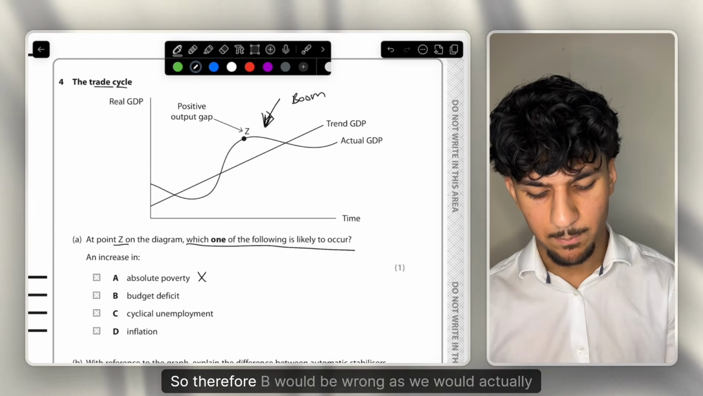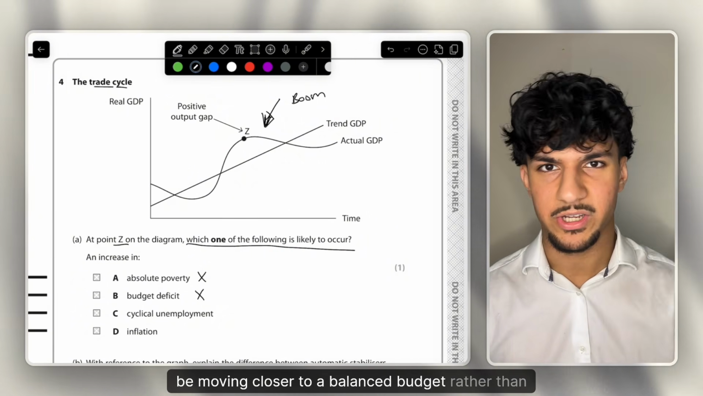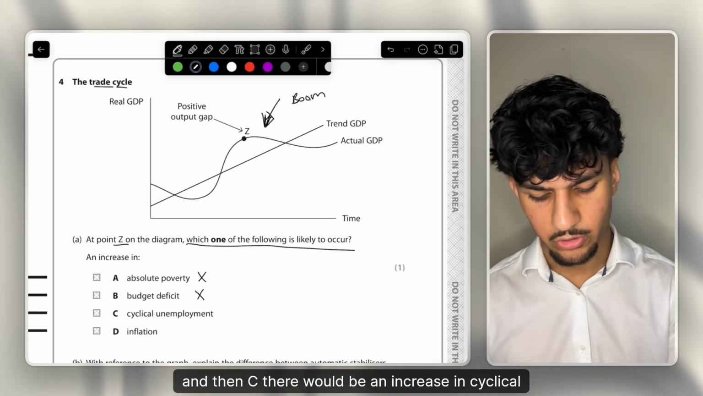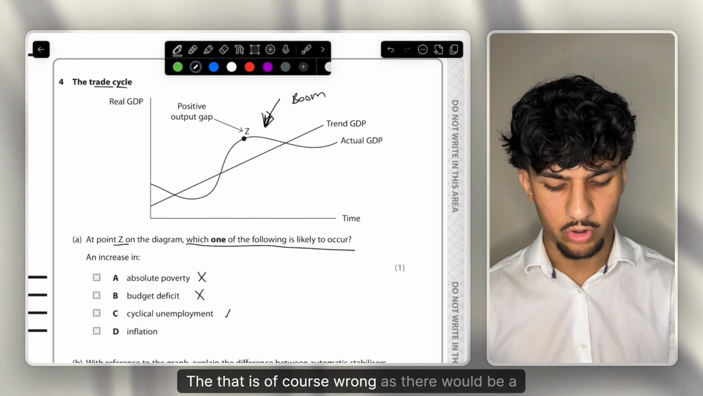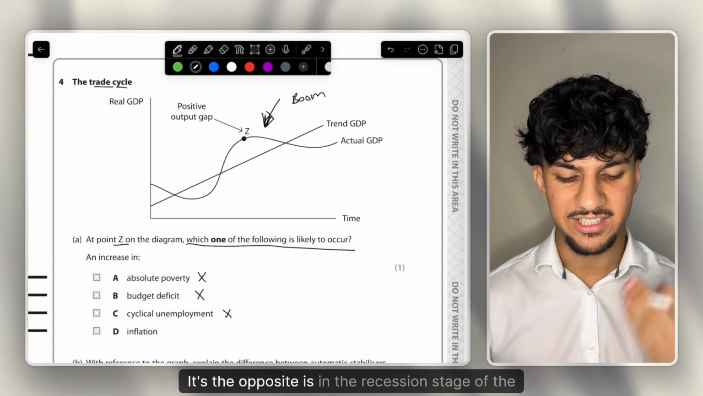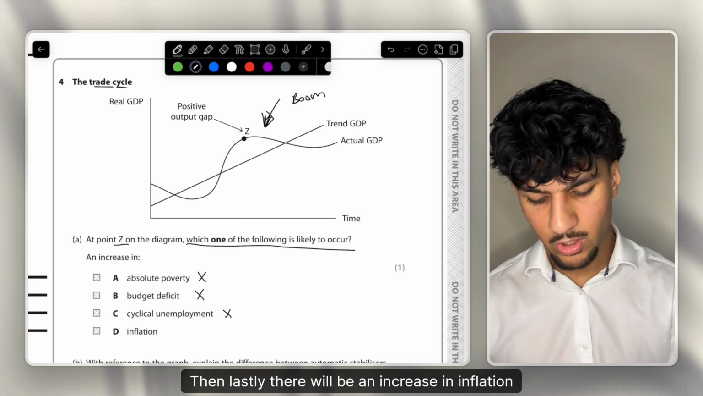So, therefore, B would be wrong, as we would actually be moving closer to a balanced budget rather than our budget deficit getting worse. And then C, there would be an increase in cyclical unemployment. That is, of course, wrong, as there would be a decrease in cyclical unemployment. Cyclical unemployment is the opposite, it's in the recession stage of the business cycle. And lastly, there would be an increase in inflation, which would be correct.